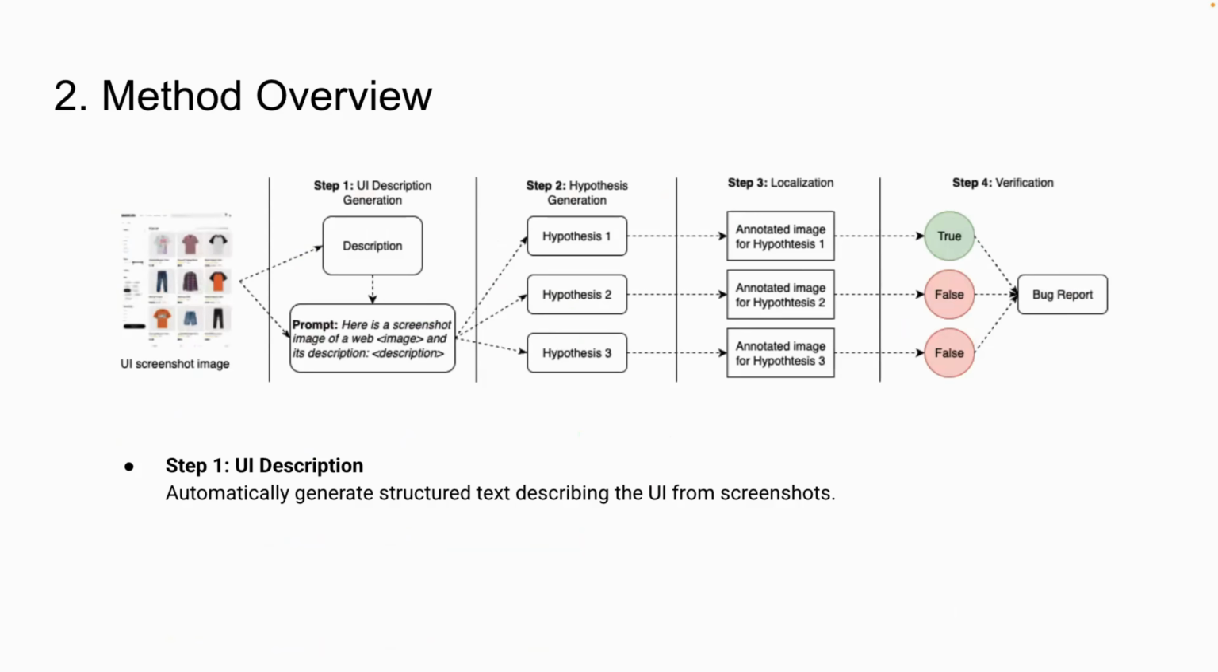Before doing some demonstration, let's look at our method overview a little bit. The first step is UI description. Our system analyzes the screenshot and creates a structured text description that highlights the key elements and overall layout. Next is hypothesis generation. We use the description from the previous step to predict potential bugs by spotting some inconsistencies.